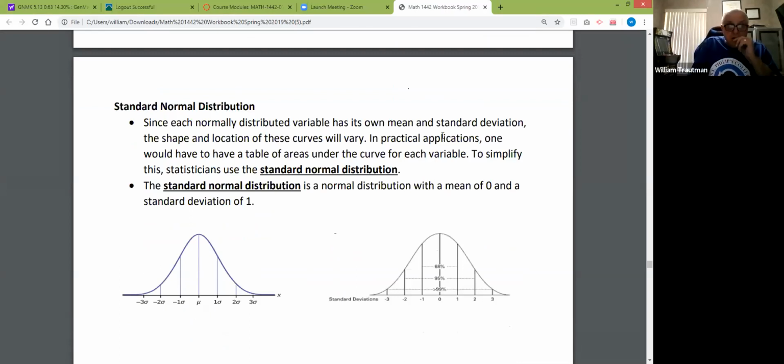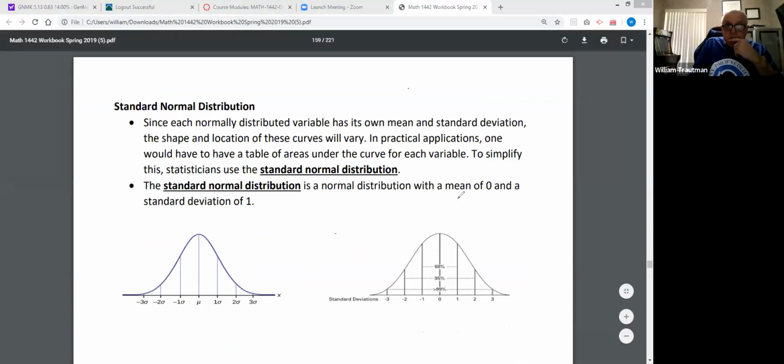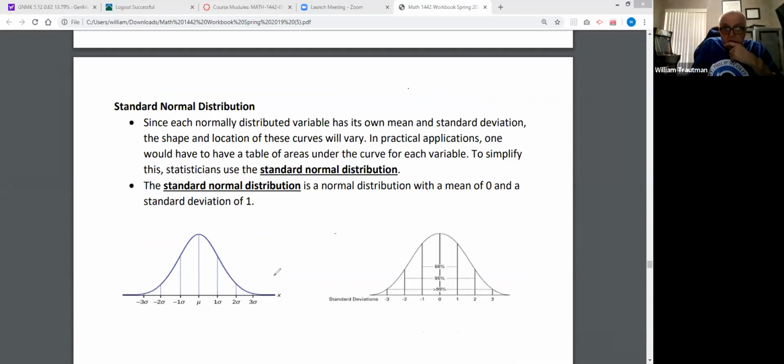And once again, the standard normal distribution is normally distributed with the mean of 0. We call these numbers down here our z values. A z value equals 0 right there. That's our mean when z is 0.